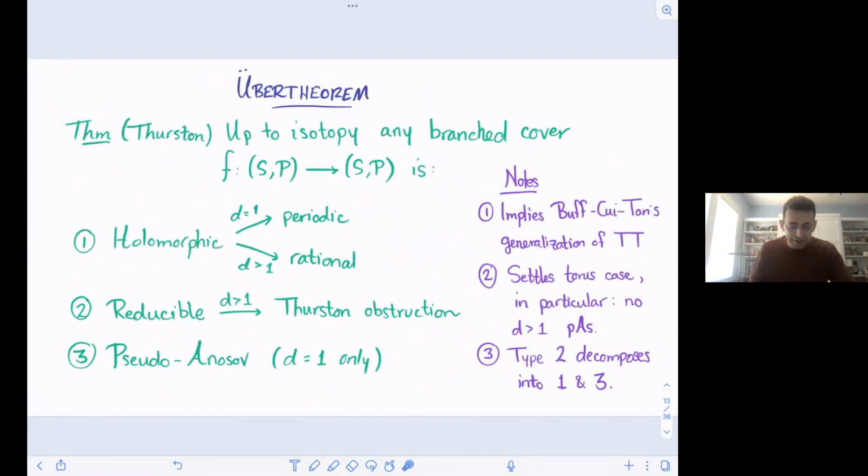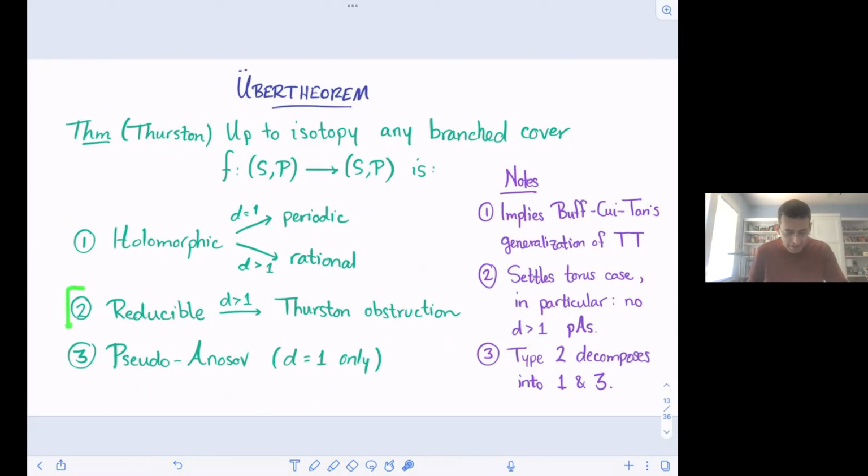So the theorem, which I'll attribute to Thurston in the 70s and 80s, is that up to isotopy, any branched cover is either holomorphic, reducible, or pseudo-Anosov. When the degree is 1, holomorphic is the same as saying periodic. If you have a Riemann surface and a holomorphic homeomorphism, it has to be finite order. When D is bigger than 1, holomorphic, as we said, is just rational. So these are the first two cases of the Nielsen-Thurston theorem and Thurston's theorem. What was D again? D is the degree of f. Okay, got it. Thanks for asking.